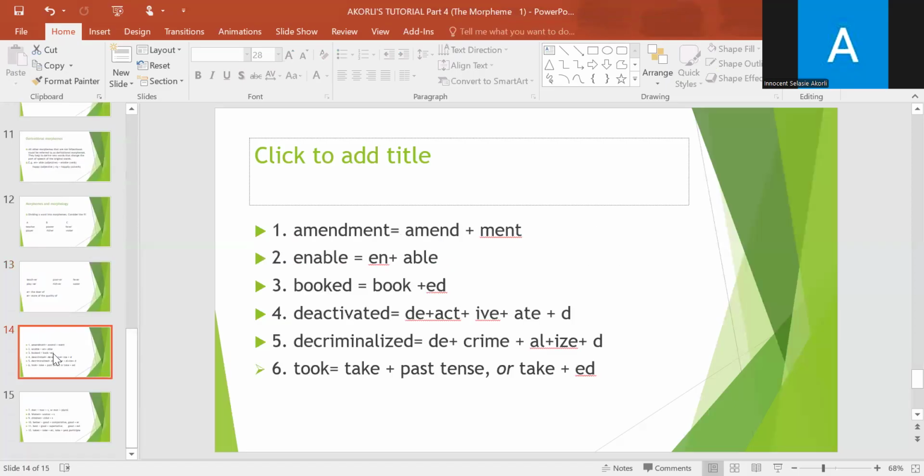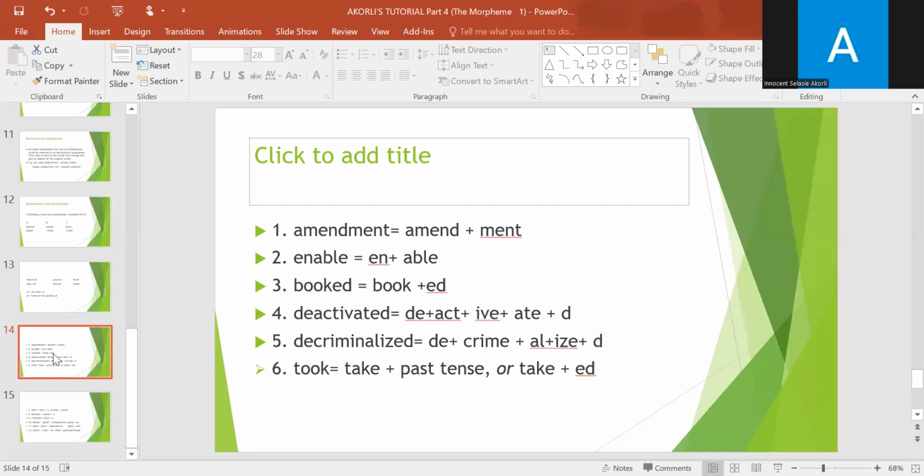Now, let's look at this category of words and how they are divided into their various morphemes. When you're given something like amendment, you split it into amend plus ment, because amend has meaning. Amend means to change something. When we add ment to a verb, we have a noun. Enable is en plus able. Booked is book plus ed.